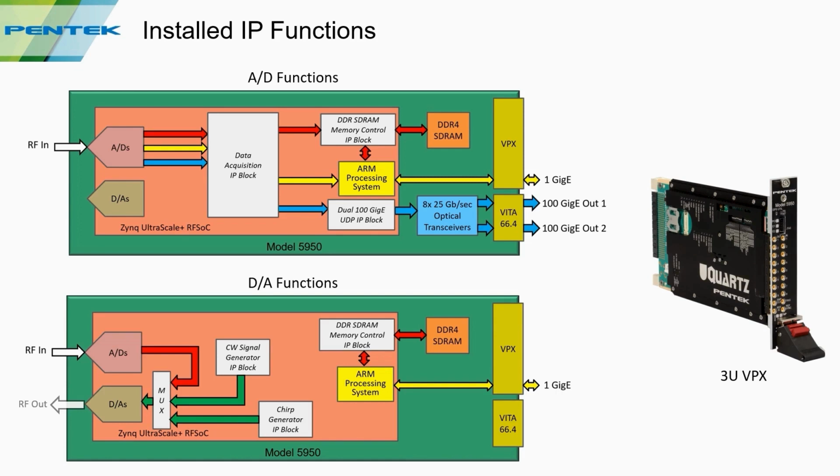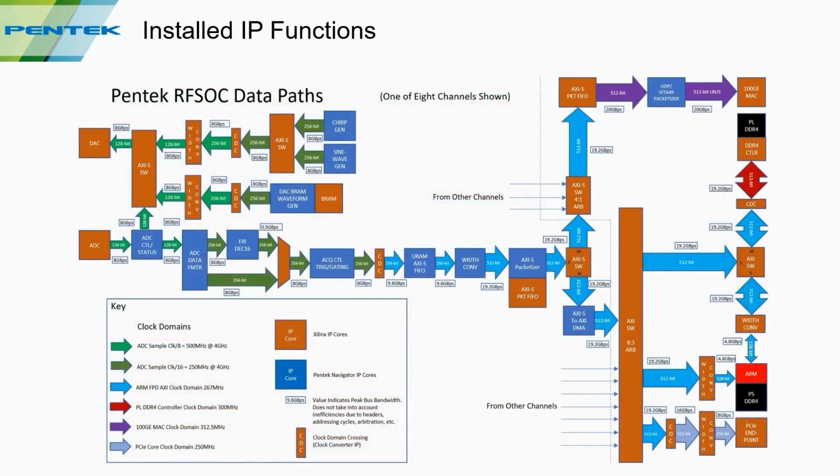Now, these are both very simple drawings, representing what's inside the board, but this is a more detailed drawing. There's support for the D to As on the board, as well as the A to Ds, and there's actually 8 pairs of these IP sets on the board for all 8 channels. There's our 100 GigE interface. There's support for the ARM processor, and then also our PCIe interface. And all of the blue blocks you're seeing here are IP created by Pentek and installed in the board for immediate use when you power up.